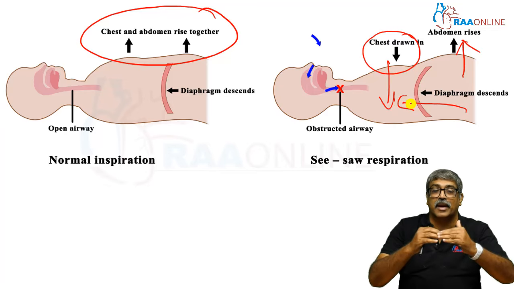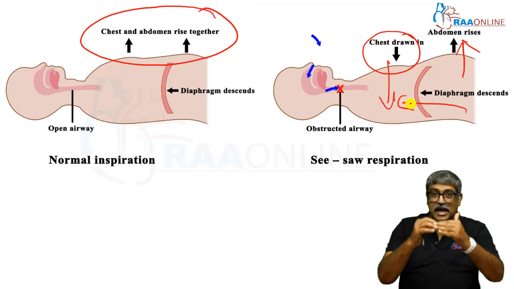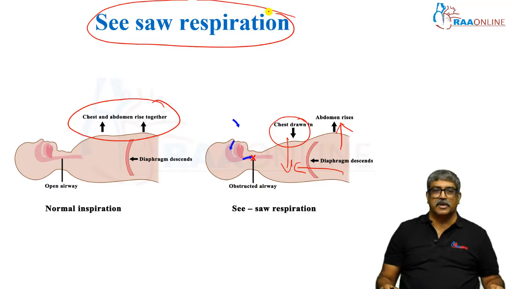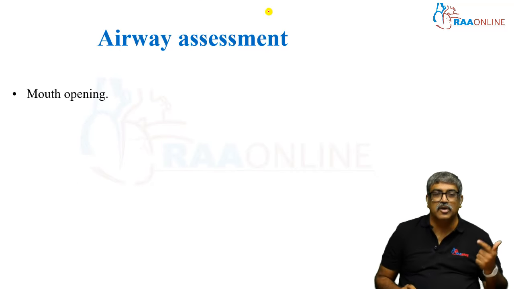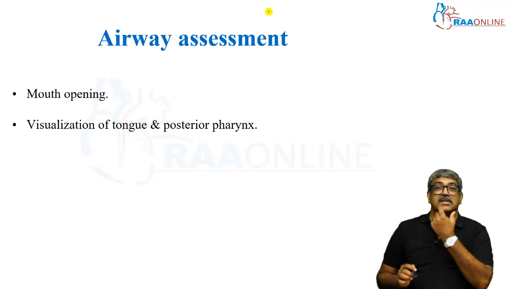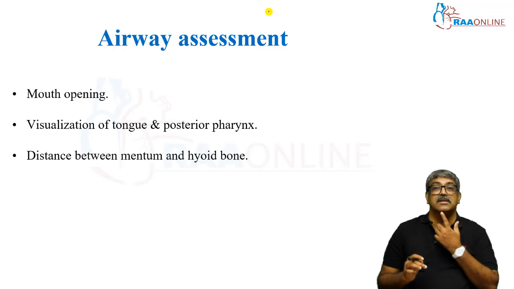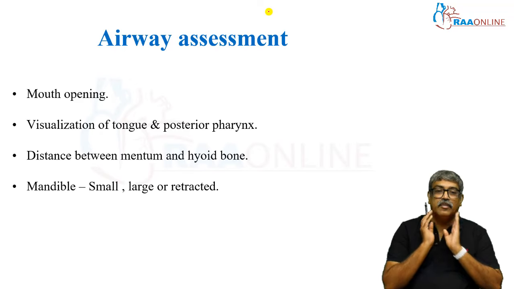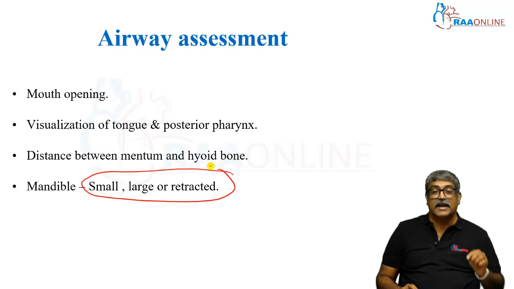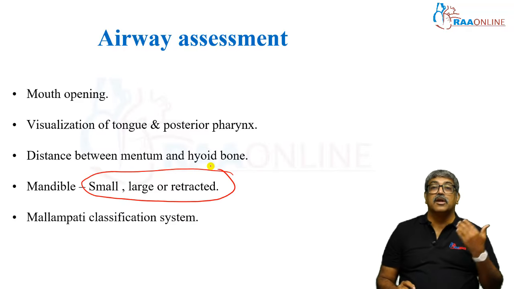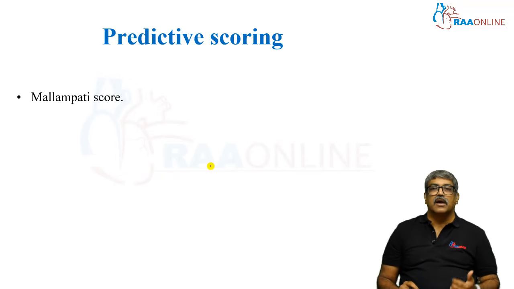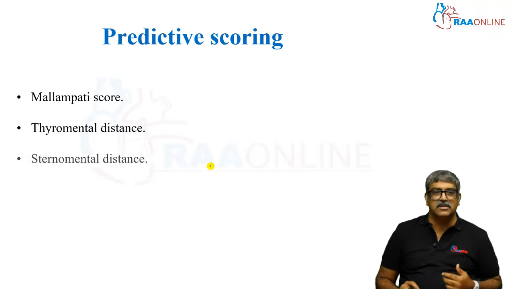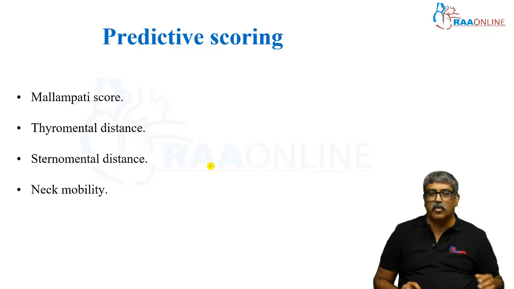By looking at the breathing pattern, you can say whether the patient has obstruction in the airway or not, which is called the seesaw respiration or paradoxical respiration. And coming to airway assessment, you look at the mouth opening, you visualize the tongue and posterior pharynx, the distance between the mentum and the hyoid bone, that is the mentohyoid distance, and look at the mandible, whether it is small, large or retracted, which has implications during laryngoscopy, your Mallampati classification system. Coming to predictive scoring, you look at the Mallampati score, thyromental distance, sternomental distance and neck mobility.